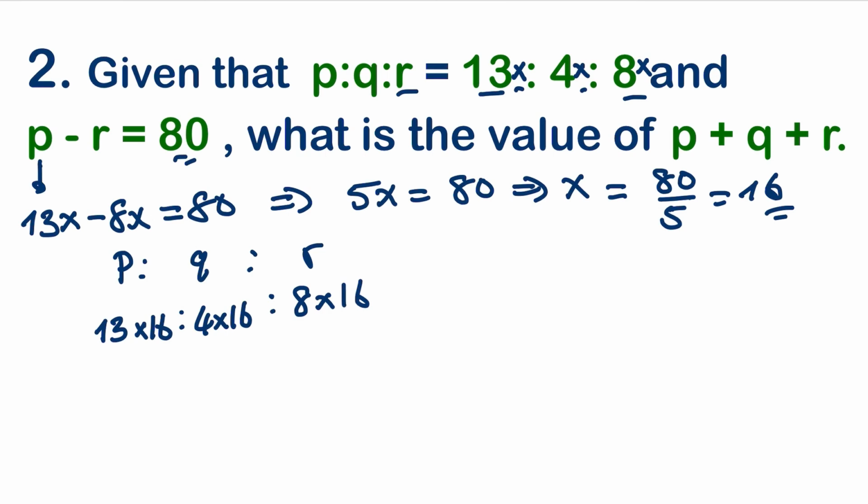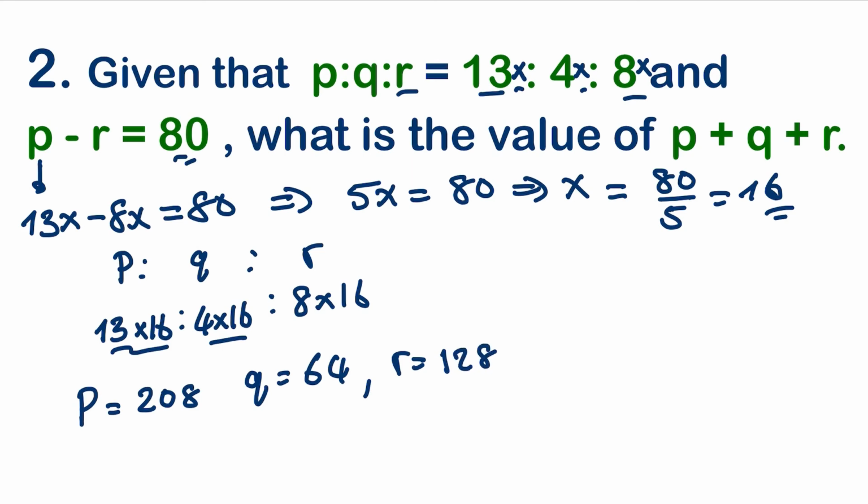If we multiply these values, P will give us 13 times 16, which is 208. So this is the value of P. Then Q is 4 times 16, which will be 64. Lastly, 8 times 16, which is 128.